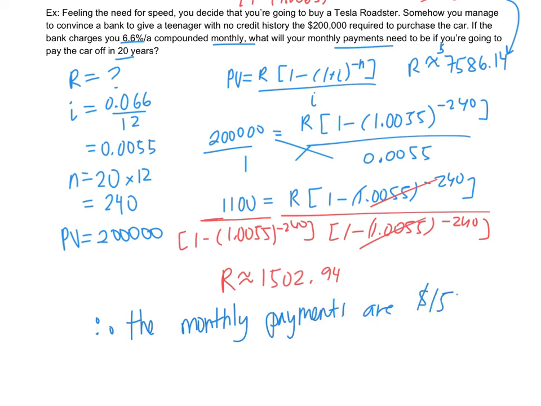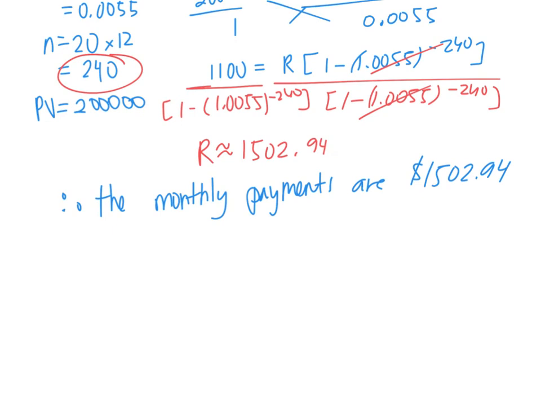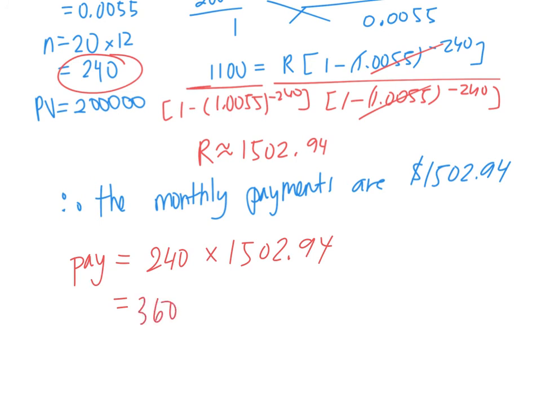So what this means is that therefore the monthly payments are $1,502.94. And you're making 240 payments. So let's figure out how much you actually end up paying. 240 payments, each one is $1,502.94. If you plug that into your calculator, this is how much you actually pay for the car: $360,705.60. When the car only originally cost $200,000, which is still a lot, but look at how much interest you had to pay.